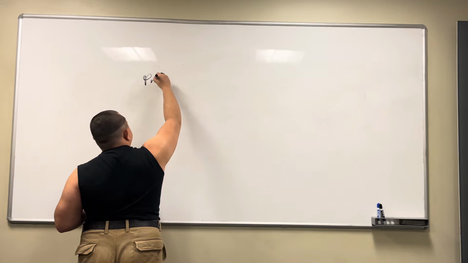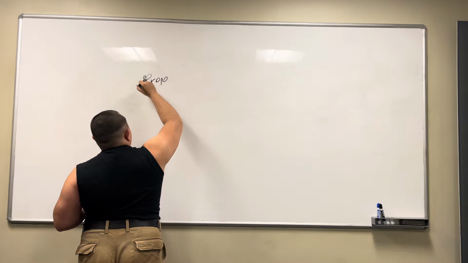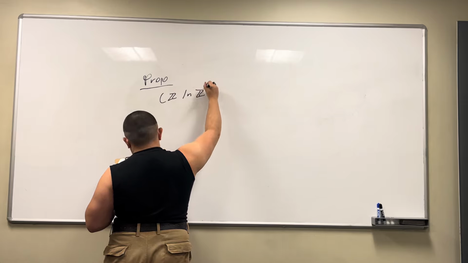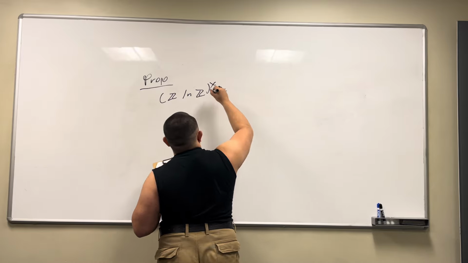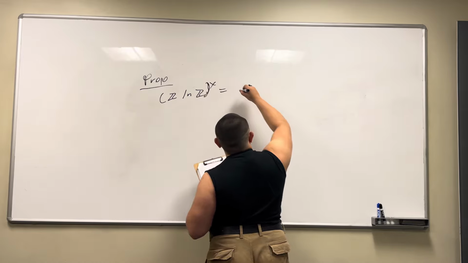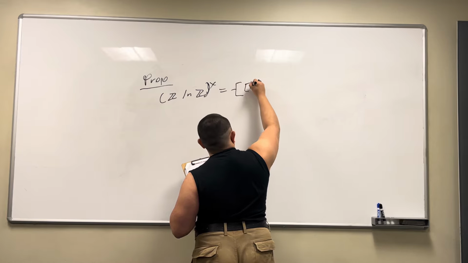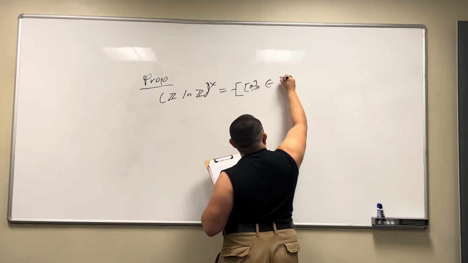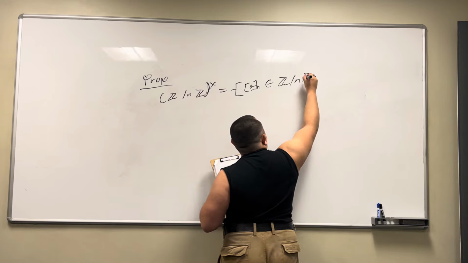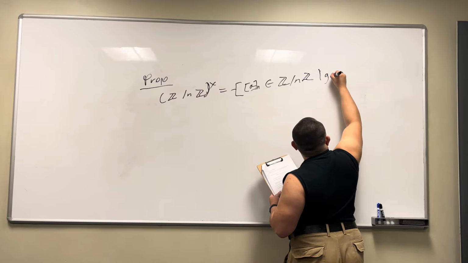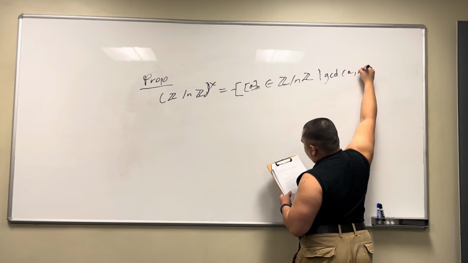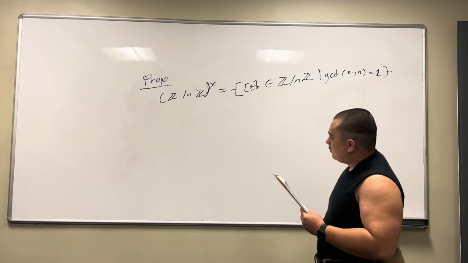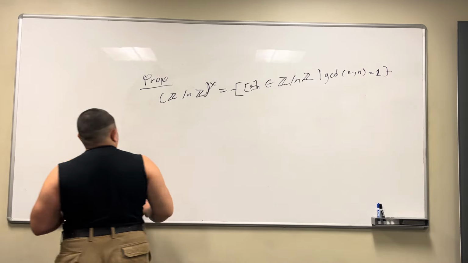Another proposition. This set of residue classes here is equal to the set containing the equivalence class modulo n of a within the set of all residue classes such that the GCD of a and n is equal to 1. What's the proof of this?